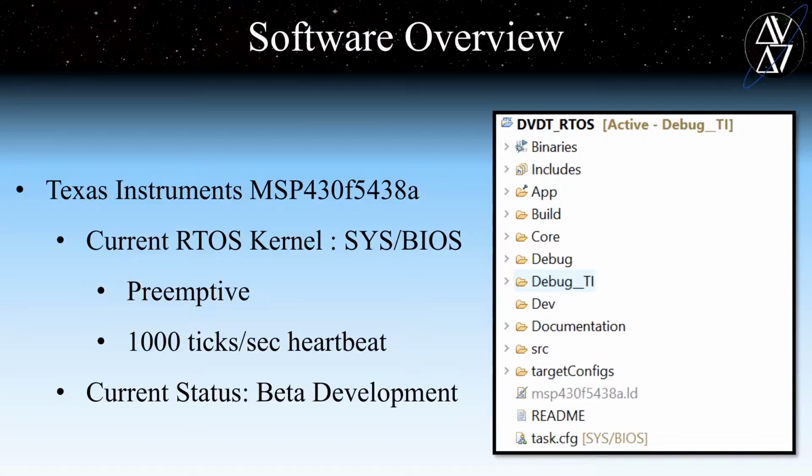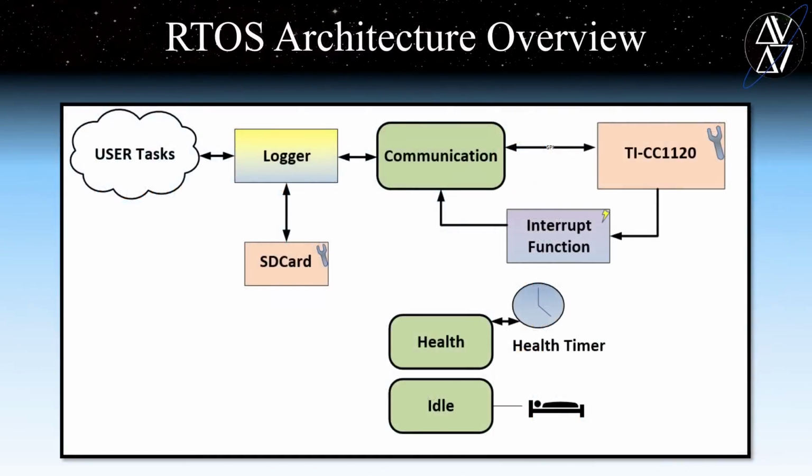The current RTOS kernel is the SYS/BIOS, which is in the TI-RTOS environment. It's preemptive with a 1,000 ticks per second heartbeat. So this means that 1,000 times per second we'll be checking in and making sure the highest priority task is going to be running. Here's the RTOS architecture overview. We have three tasks: communication, health, and idle. Today we're going to be creating the cloud on the left, which is the user's task.